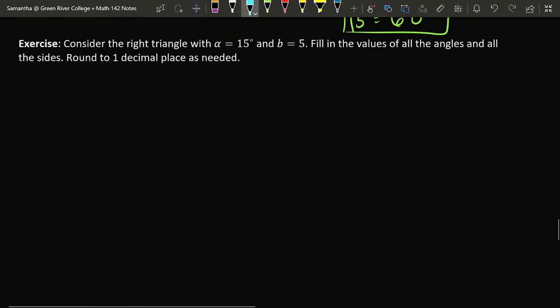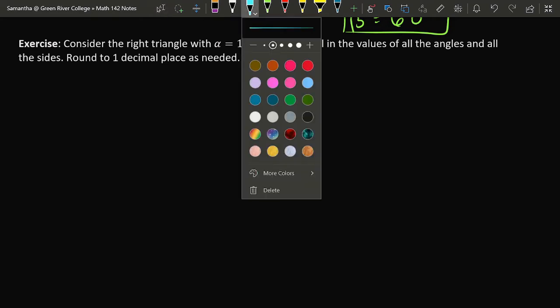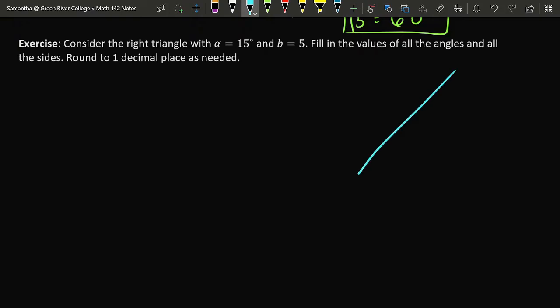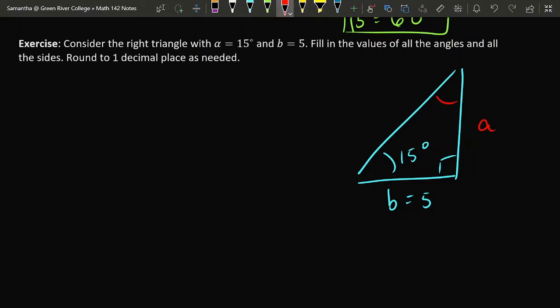Let's try one more abstract example. In this case, they're describing to me a right triangle where the angle labeled by alpha measures 15 degrees. So I'll make a quick note of that really fast. As well, they're telling me that the side labeled by B has a length of 5. So from this information, let's fill in the blanks of what is the side labeled A, what is the length of the side labeled C, and what is the size of the angle labeled beta.